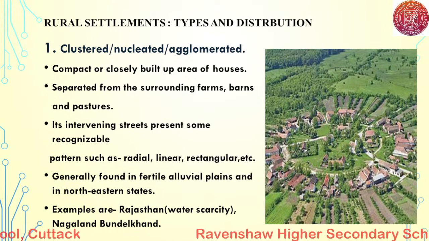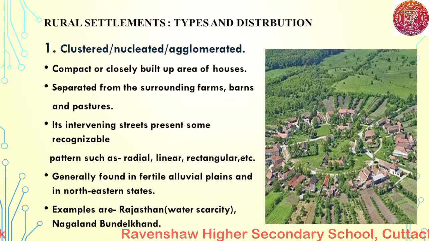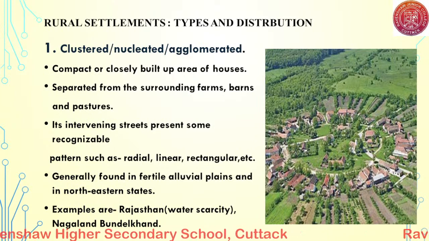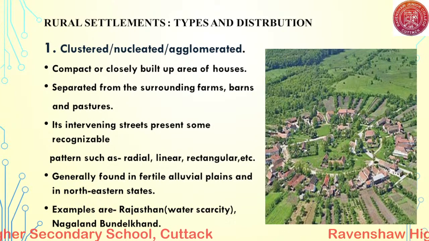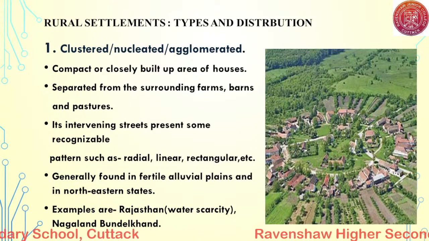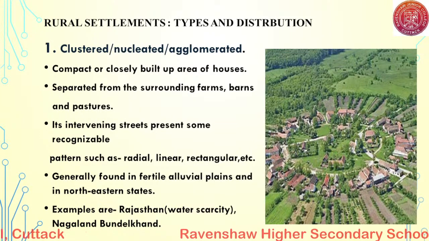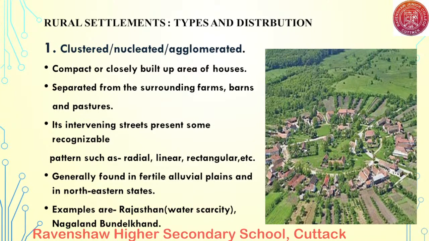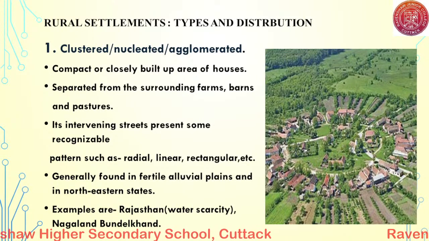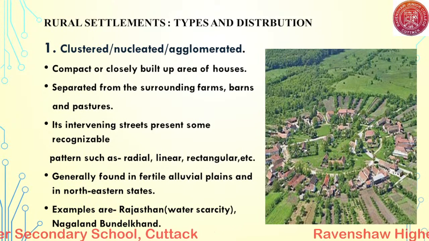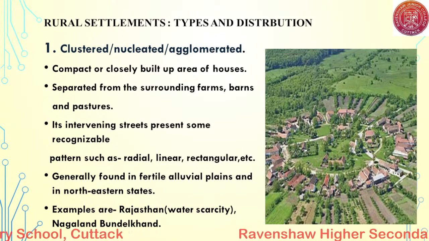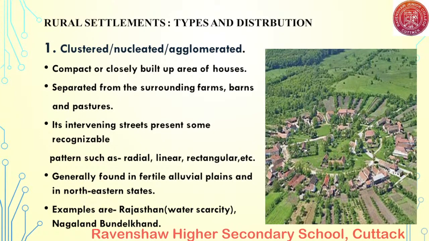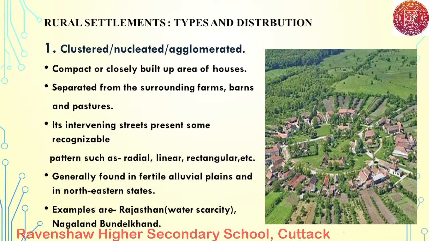First one is the clustered or nucleated or the agglomerated rural settlement. And so far as a clustered rural settlement is concerned, it is very compact, and houses in this settlement pattern are closely built up, and it is separated from the surrounding farms and pastures. That means the surrounding farms and pastures are not attached to the rural settlements.